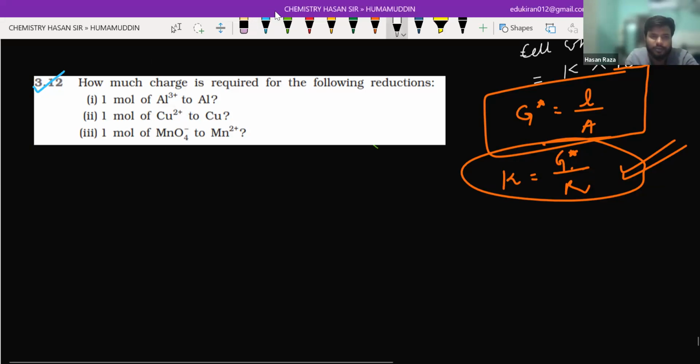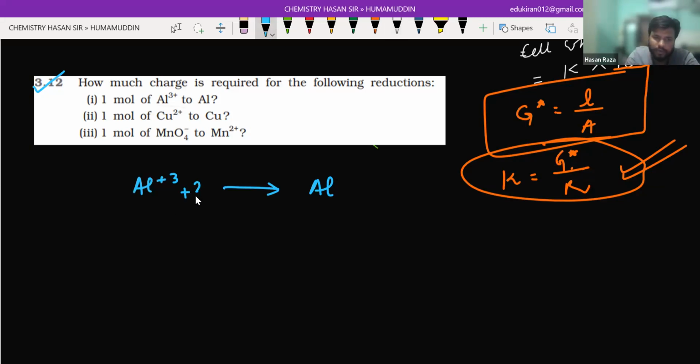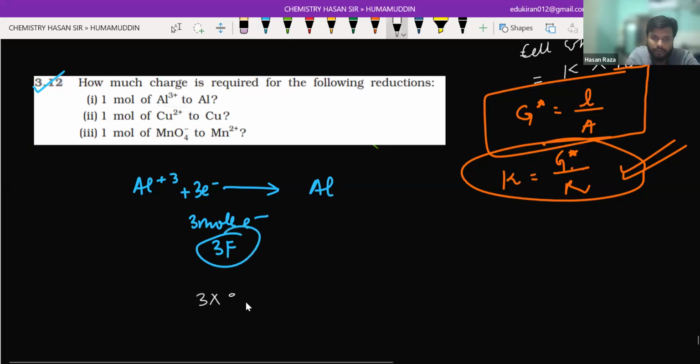1 mole Al plus 3. If you want to deposit 1 mole of Al plus 3 to 1 mole of aluminum, how many electrons are there to gain? 3 electrons. That means 3 mole electrons, 3 Faraday. And 3 Faraday means 3 times 96,500. So if you multiply it, you are going to get this much coulomb. And that's the correct answer.